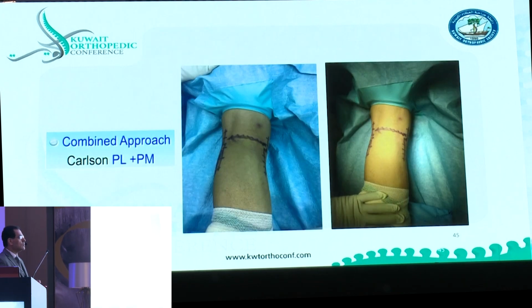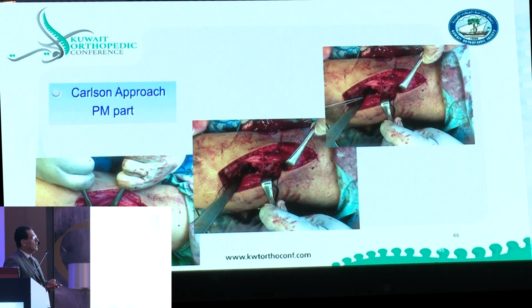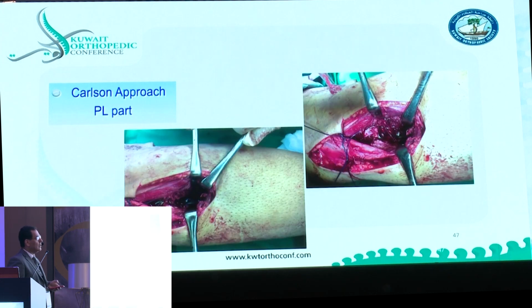What we do in this case, we do what's called the combined approach described by Carlson, two incisions, posterolateral and posteromedial, starting with the posteromedial side, doing reduction and fixation by plates, and then going to the posterolateral side, and this is the common peroneal nerve.